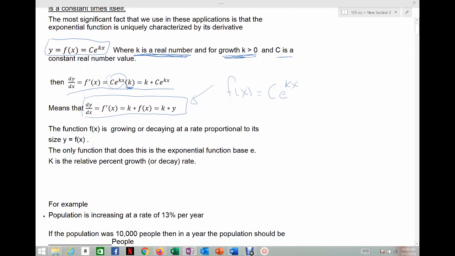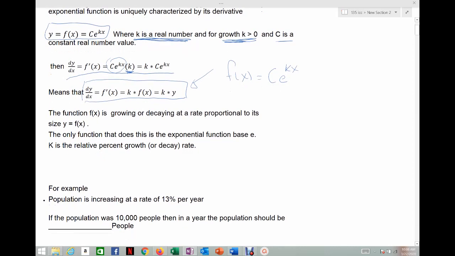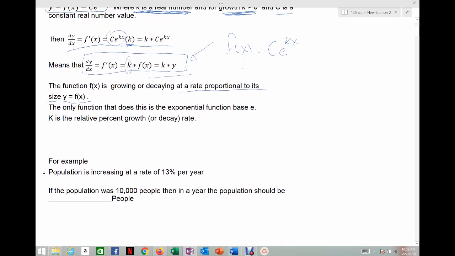So again, that means it's either exponentially growing or decaying, because the population is growing at a rate proportional to its size. The size would be the function value. K would be the rate at which it's growing. The only function that does this, this type of derivative, is the exponential function base e, which is why it's the common base, because a lot of things grow this way, at a percentage of their size. That k is very important. It's called the relative percent growth, or again, decay rate, and we'll get to that in the next section.